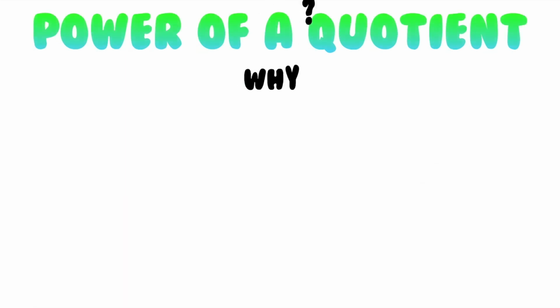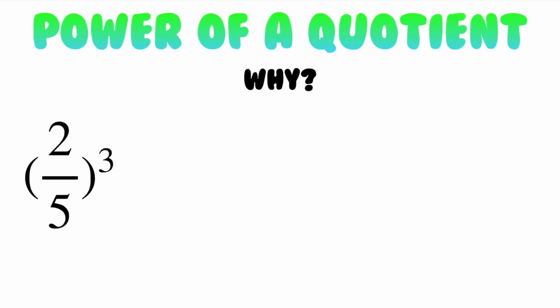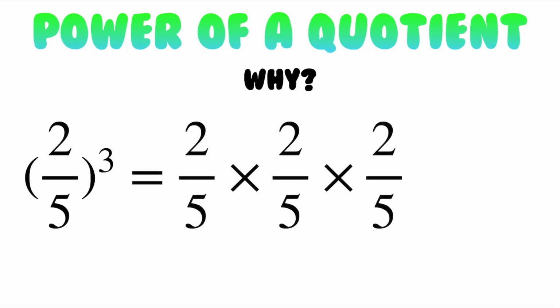And why does this property work? Well, take 2 over 5 cubed, for example. 2 over 5 cubed is 2 over 5 times 2 over 5 times 2 over 5. And remember, when you multiply fractions, you need to multiply the numerators together and the denominators. And that gives you 2 cubed over 5 cubed.